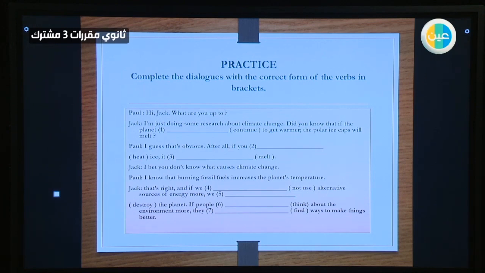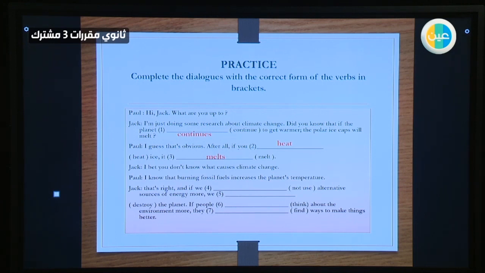Type 1 or type 2? Of course, it will be type 1, continuous present. The polar ice caps will melt. I guess that's obvious. After all, if you heat ice, it melts. This is number 1, general truth. If you heat ice, it melts. General truth, doesn't it change?